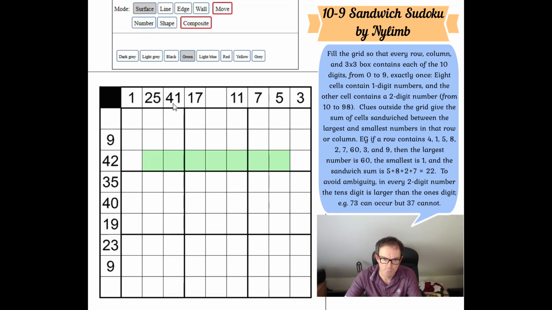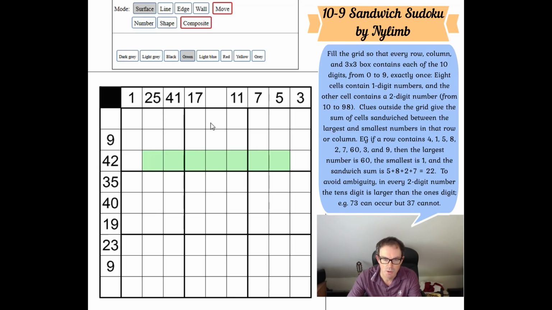Yeah, okay, and the 41 clue works the same way, doesn't it? Because if we think about it, every row and column must have 3 digits sort of siphoned off and put to one side to be the crusts of the sandwich, because there's a 2-digit number and then there's the other side of the sandwich. So there's always 3 digits that are not and cannot be part of the sandwich total.